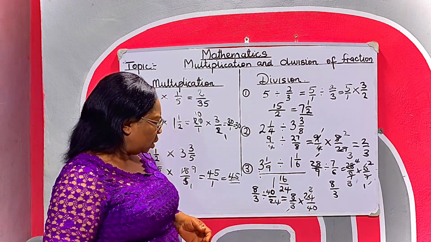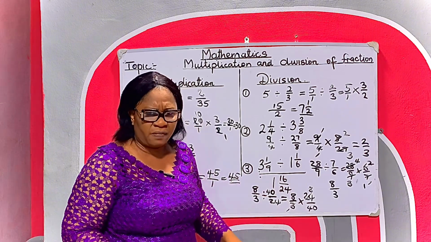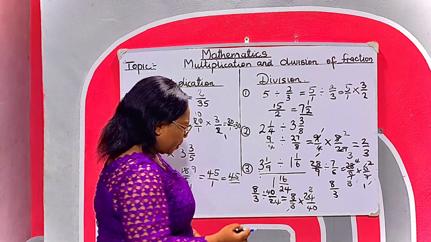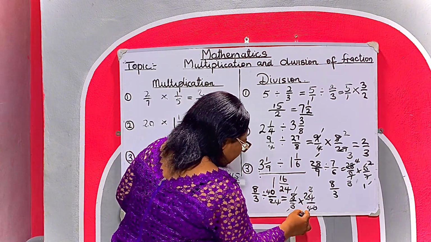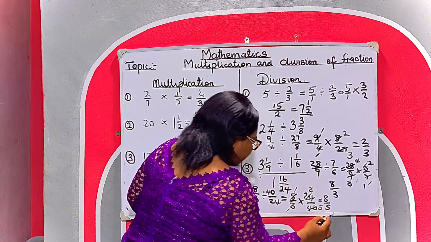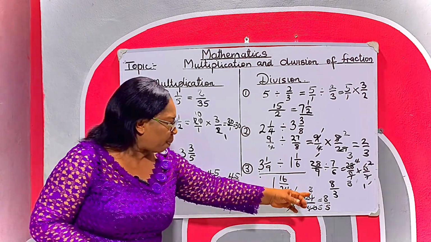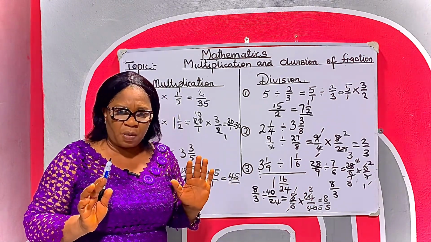Good, good, good. Let's see another one. 8 can divide itself and it can divide 40. So let's use it. 8, 1, 8, 5. And what do we have? 8 over 5. And that is improper fraction. You don't leave your answer like that. It's improper fraction. You don't leave your answer in improper fraction.